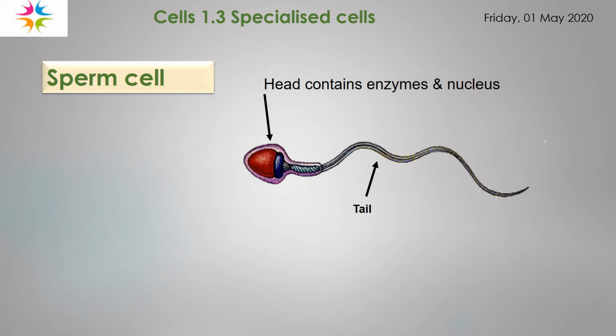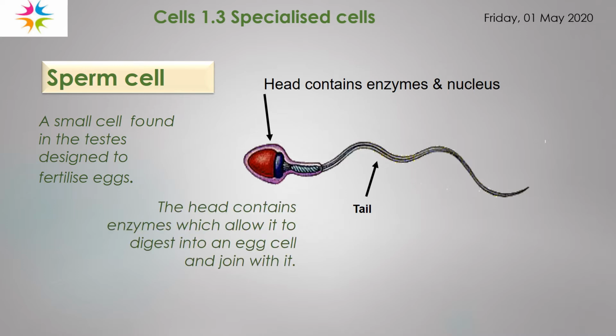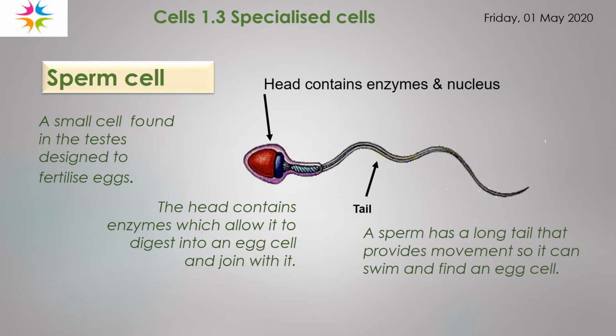Okay, here is a sperm cell. Let's see a bit more information about that. You can see the head and the tail. The sperm cell is very small. It's found in the testes, and it's designed to fertilize eggs. The head contains enzymes which allow it to digest into an egg and then join with it. The sperm has a long tail which provides movement so that it can swim and find an egg cell.